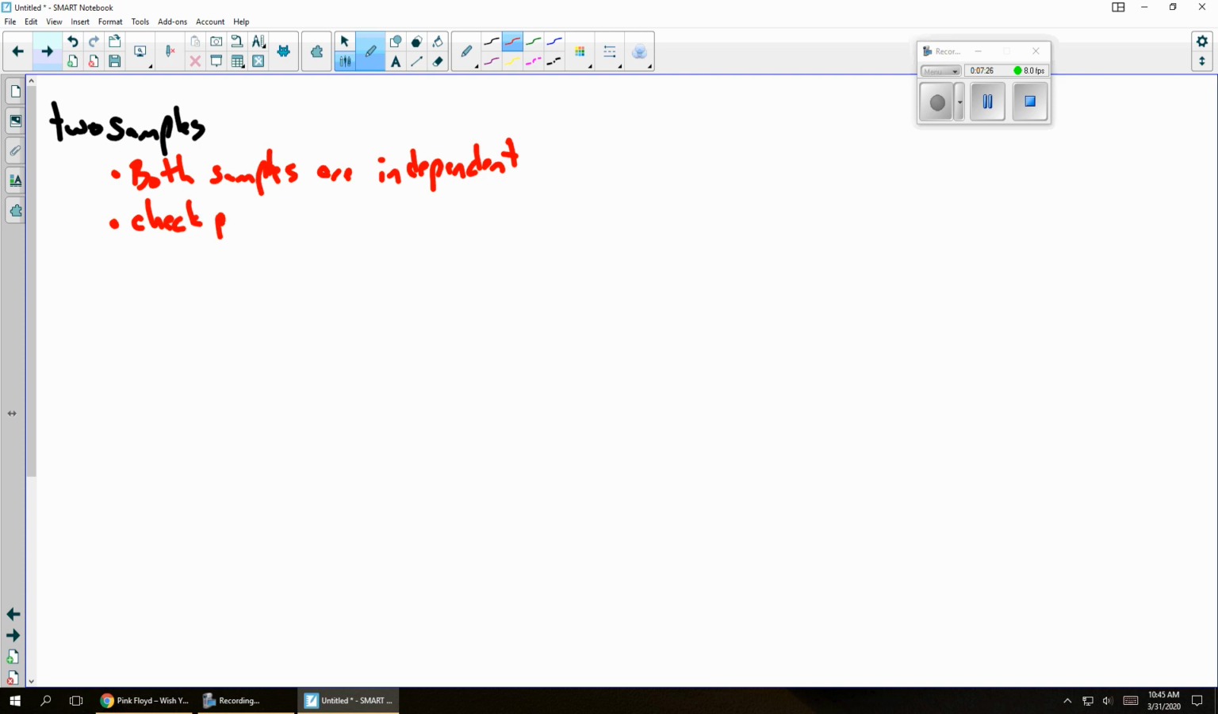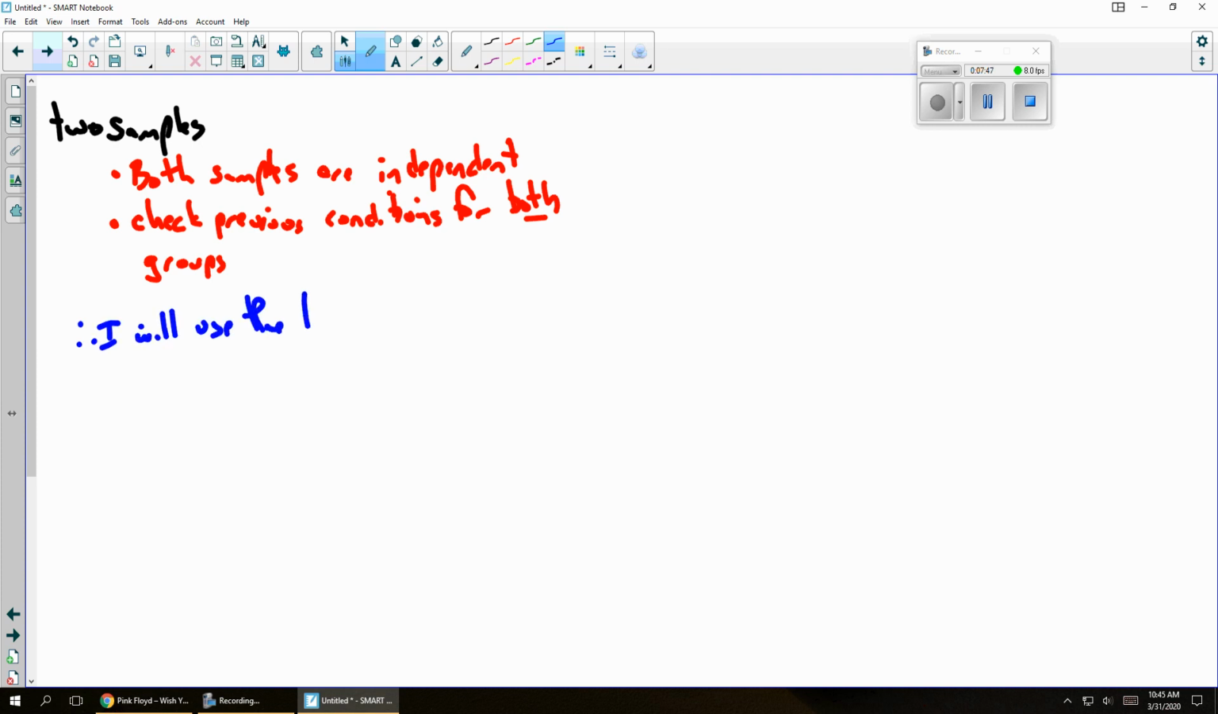Check previous conditions for both groups. And if that worked, then I could say, therefore, I will use the two sample Z procedures for means.